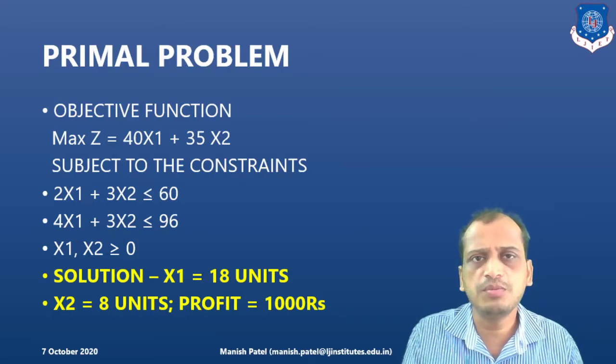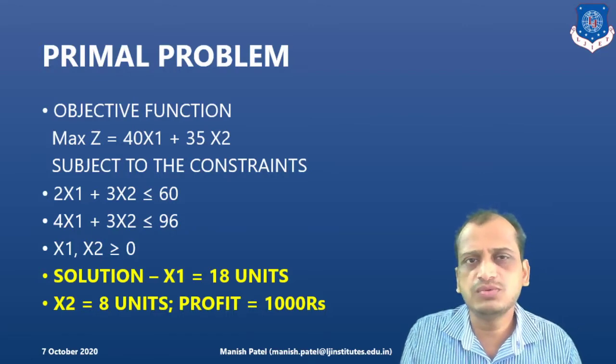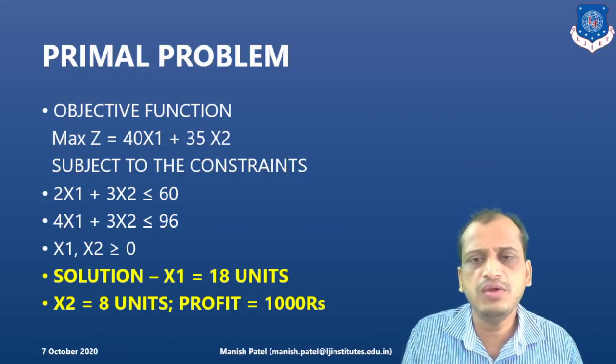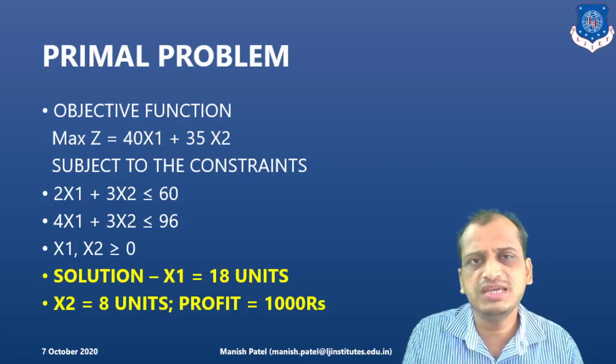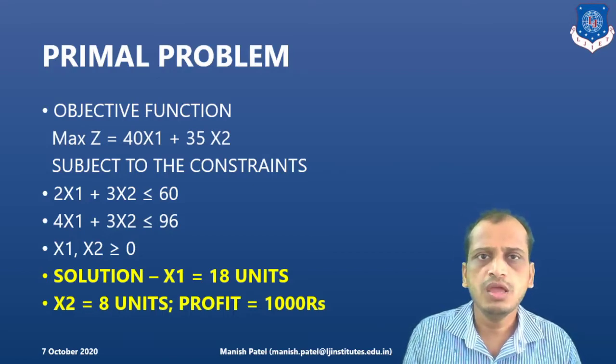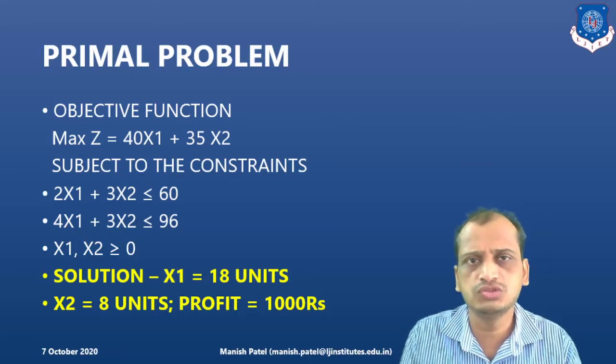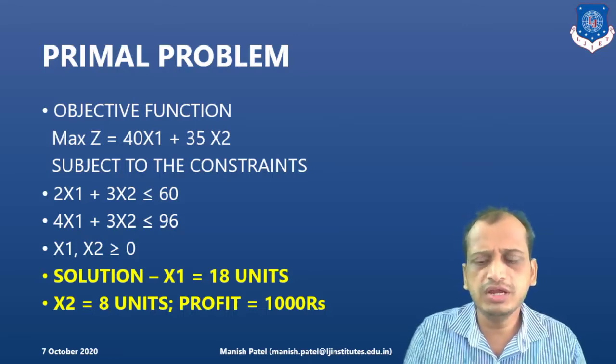When you solve this problem, what you get is x1, the number of products, is equal to 18 units, and x2 is equal to 8 units. And the maximum profit that can be derived with the utilization of the resources is 1000 rupees. Now let's look into the dual problem.